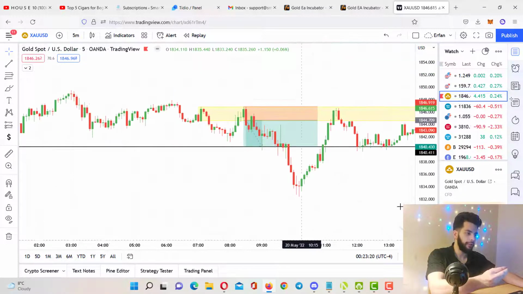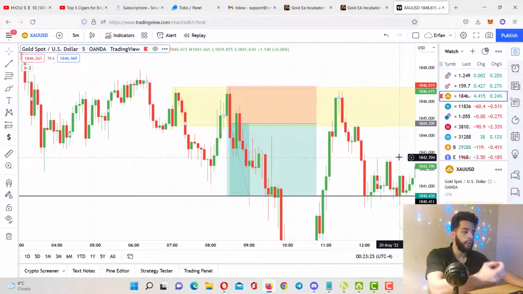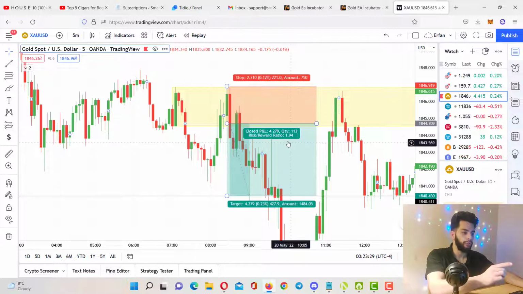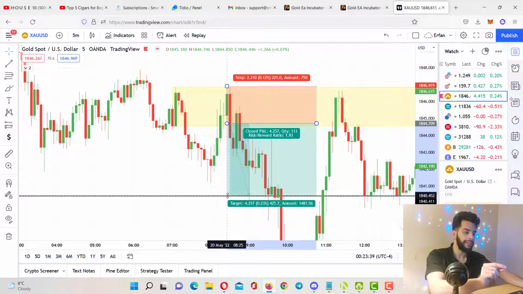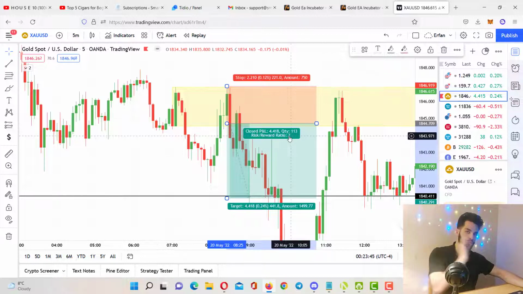Literally come here, know where you want to open your position, and know where your TP and your stop loss are going to be, and then it shows you what your risk to reward ratio is. Look at this, guys. Look at my cursor. Risk to reward ratio is 1.94. So if I bring it down a little bit, you see that risk to reward ratio is 2. So it means it's 1 to 2.